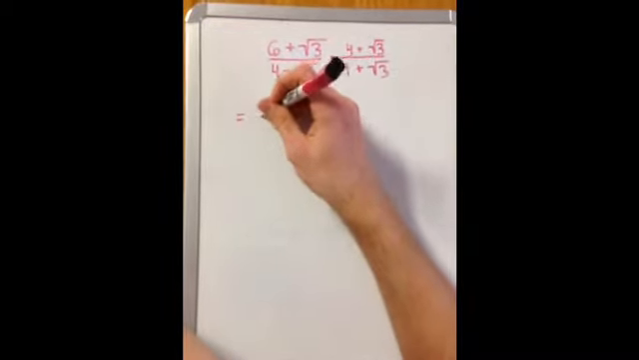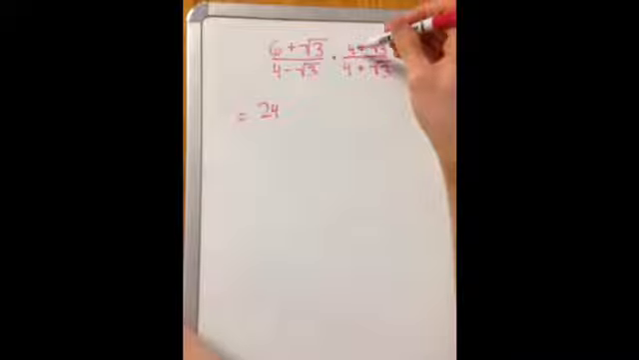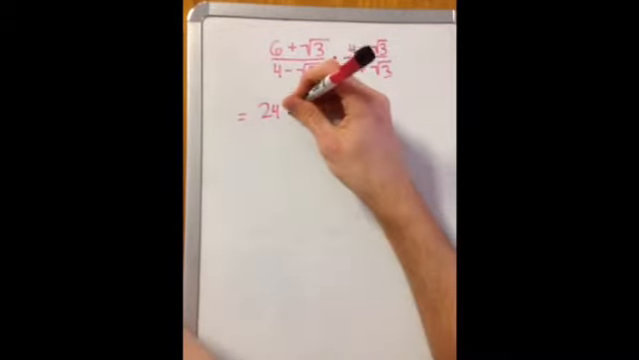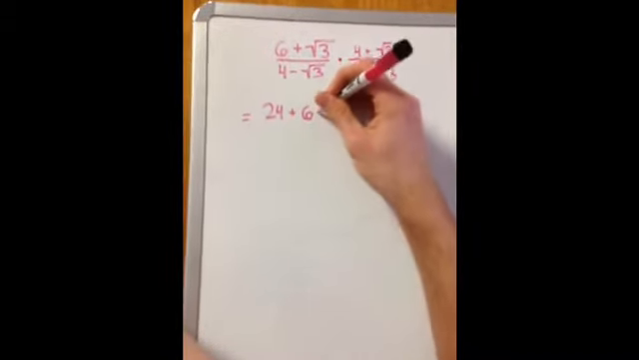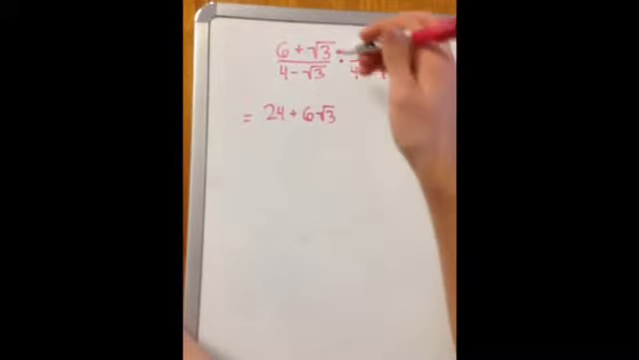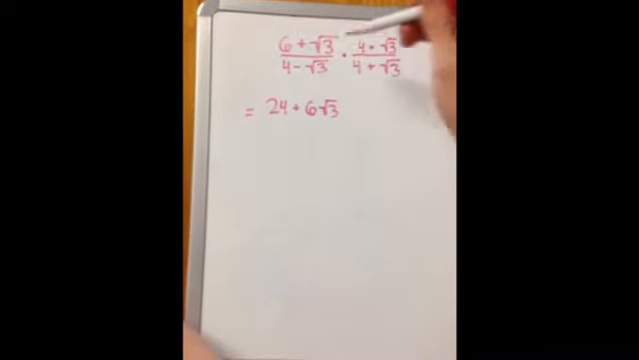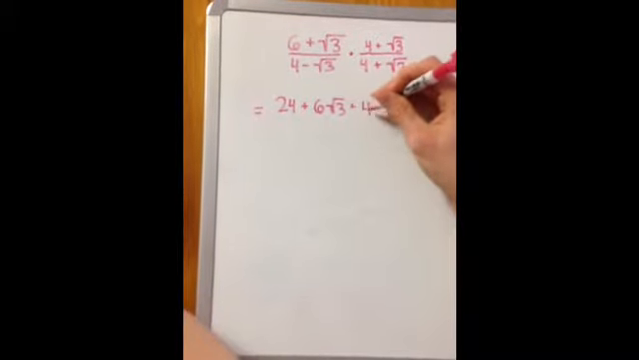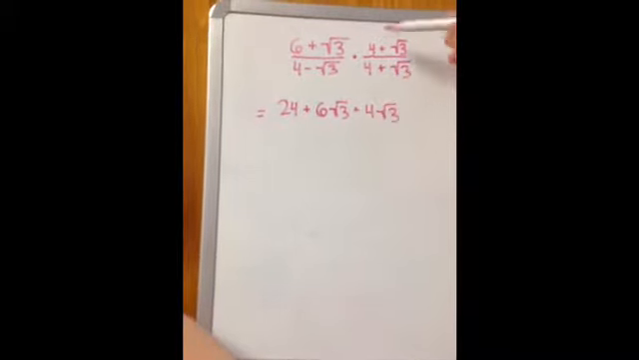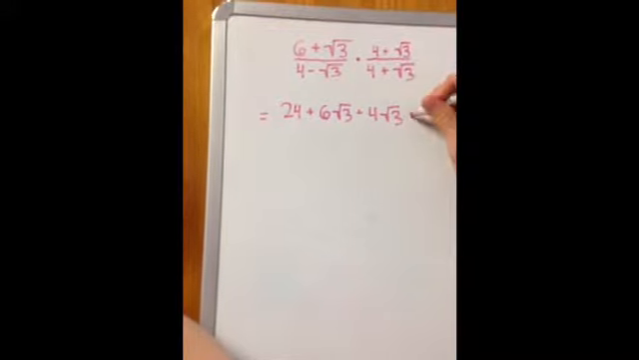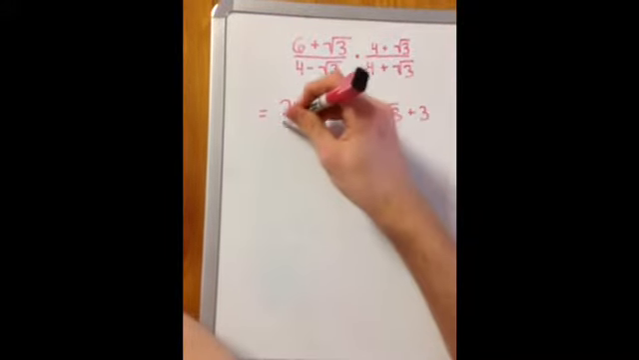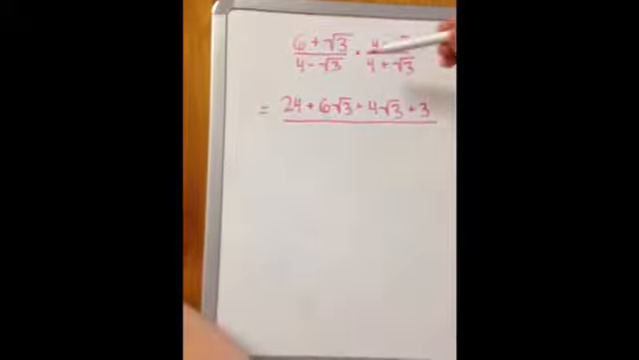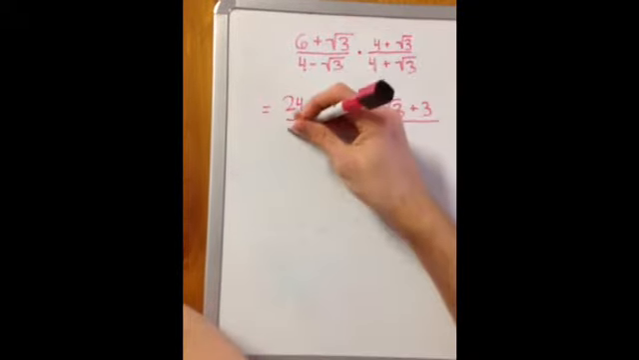While doing this, you would FOIL the numerator and the denominator to get the terms. So the first terms would be 6 times 4, which is 24. The outer terms would be 6 times the square root of 3. Then the inner terms would be 4 times the square root of 3. And then the last terms would be the square root of 3 times the square root of 3, which is just 3.